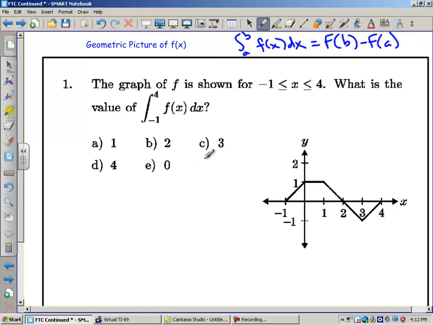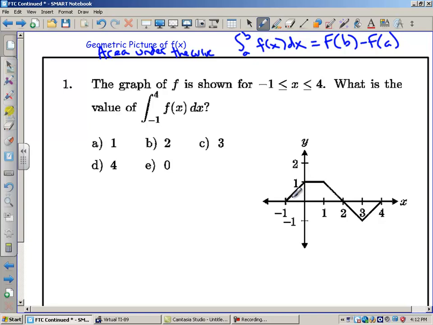Here I've got a geometric picture of f of x and I'm asked for an integral, and I don't have a function to find the antiderivative of. So I can't actually go find capital F and do capital F of b minus capital F of a. What I have to do is interpret this simply as area under the curve, and it's got to be net signed area. That means that anything below the x-axis has to be a negative area. So let's take a look at this.